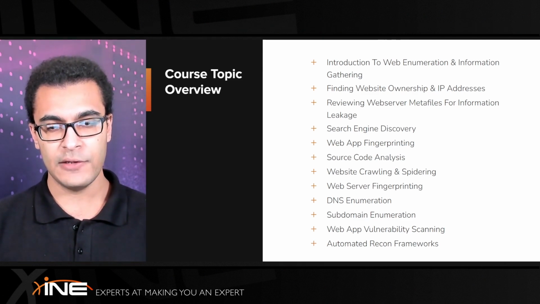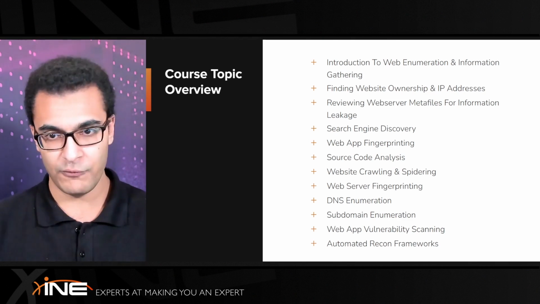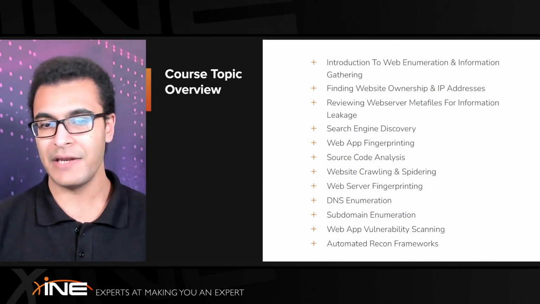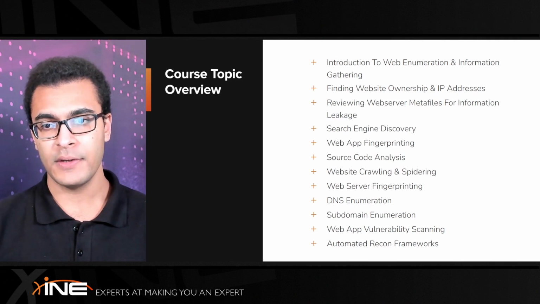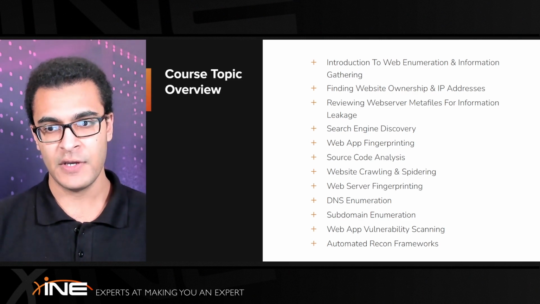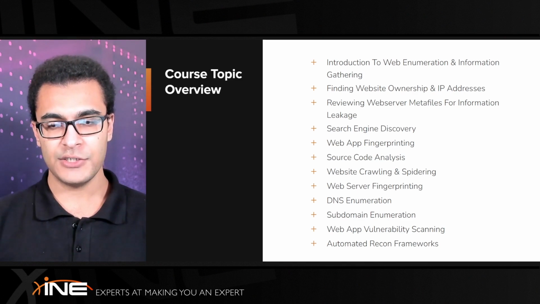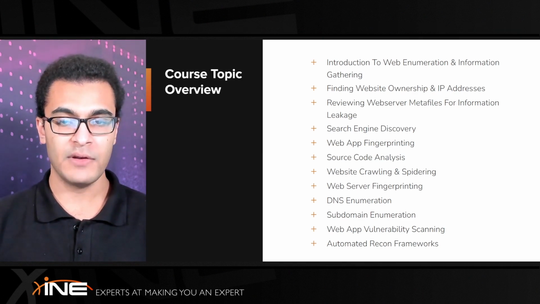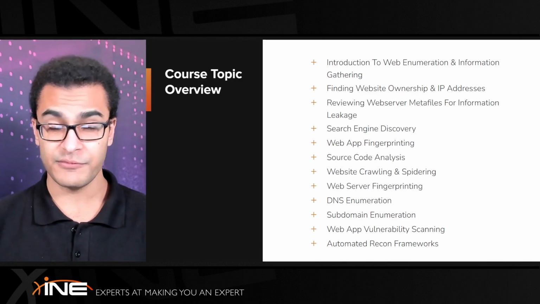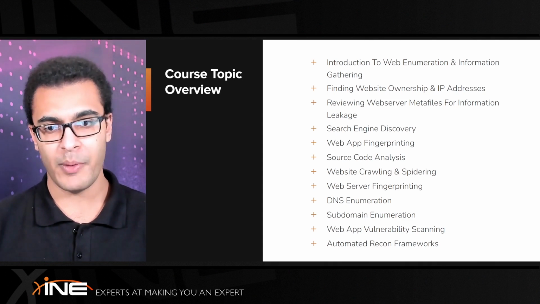We'll then be taking a look at finding website ownership and IP addresses. This typically falls into the realm of passive information gathering. The objective here is to identify a website owner as well as the corresponding website or web server IP addresses. We'll then be taking a look at how to review web server metafiles for information leakage, taking a look at disallowed files or directories to see if we can find something interesting, and identify what's running on the web server in the context of the actual web application.